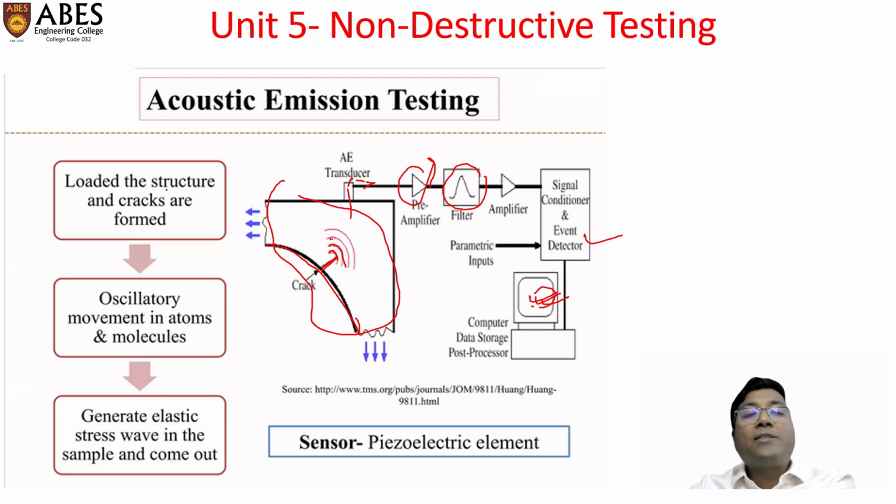So here two, three conditions must be met. First is the loaded structure and cracks are formed. The structure must be loaded. An unloaded structure, or structure having no stress, will not cause any acoustic emission, and any crack present cannot be detected. Similarly, the oscillatory movement in atoms and molecules happens due to the loading of the structure and also generates the elastic stress wave in the sample, which comes out. So this is a typical setup of acoustic emission testing.